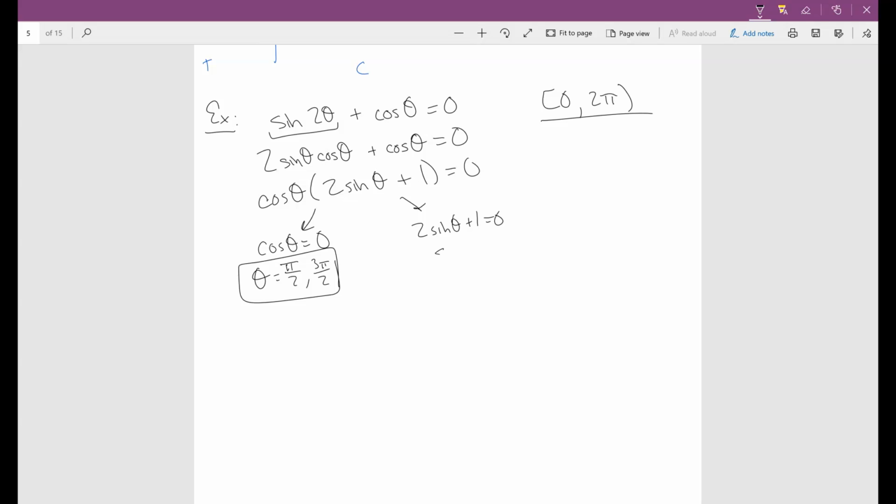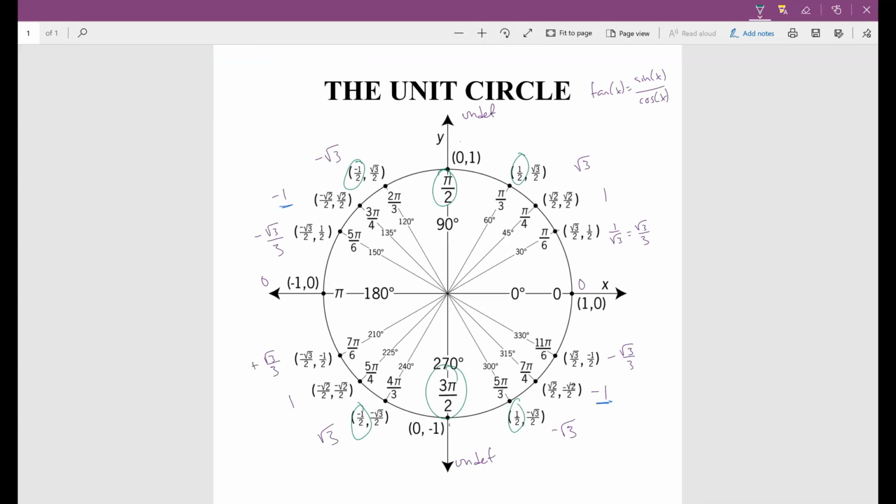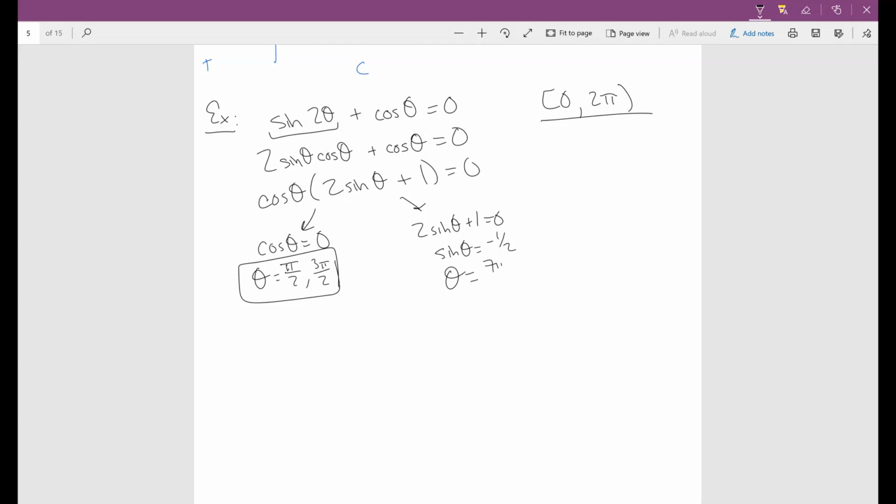This guy is going to be sine of theta equals -1/2, because I can subtract the 1 and divide by 2. So where is sine of theta equal to negative 1/2? Here, 7 pi over 6, and here, 11 pi over 6. So it's going to be 7 pi over 6 and 11 pi over 6. That's going to be my answer.